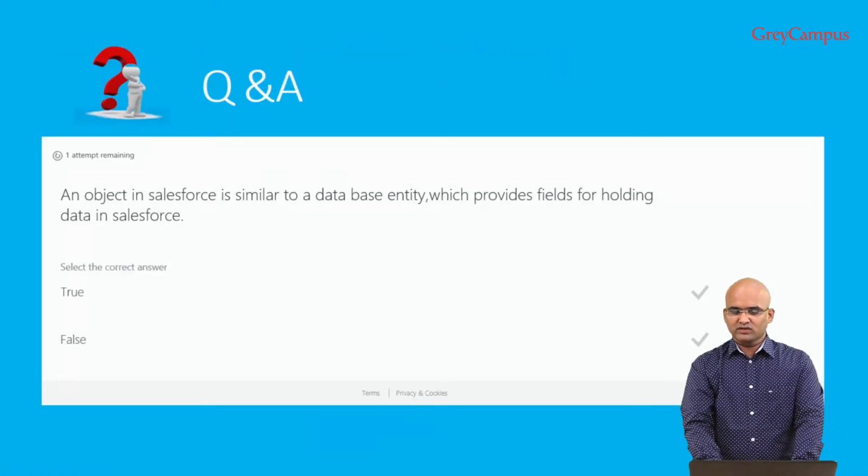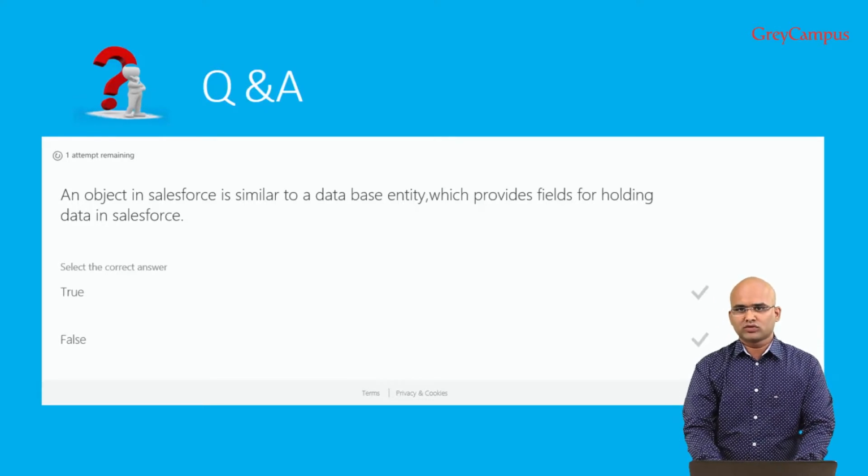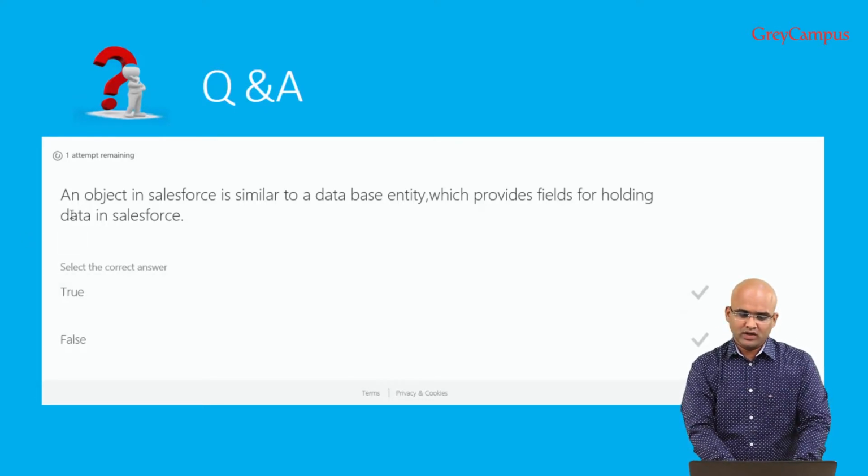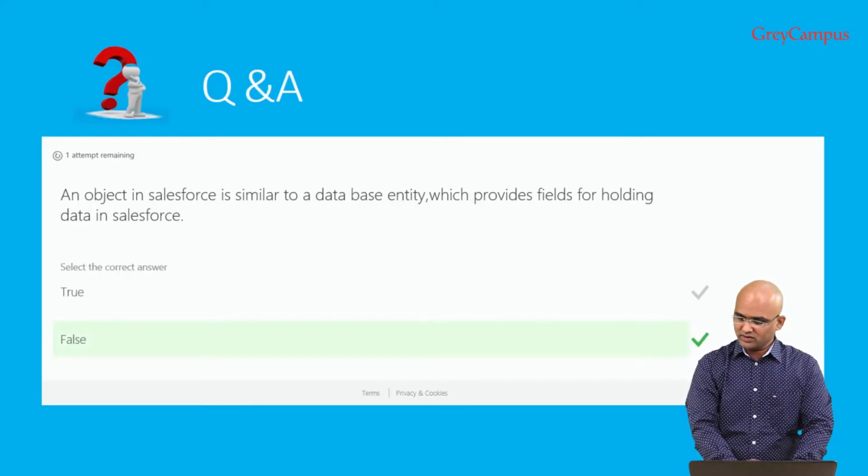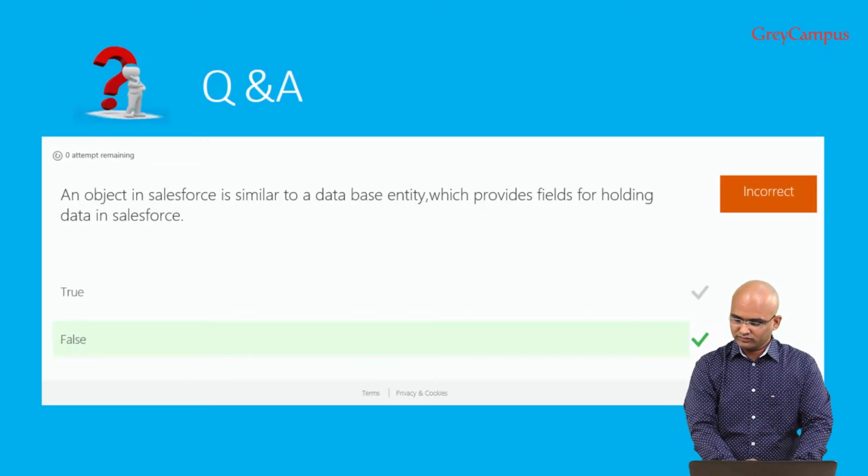So let's see some questions before we move to the other topics in the data model. An object in Salesforce is similar to a database entity which provides fields for holding data in Salesforce. So what this question is saying is, an object in Salesforce is similar to a database entity which provides fields for holding data in Salesforce. Yes, that's true. Objects in Salesforce are similar to database tables.